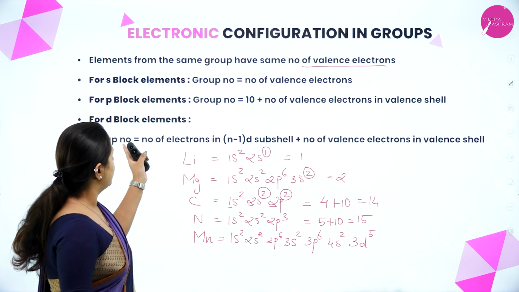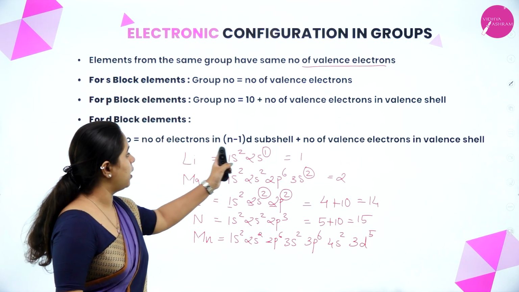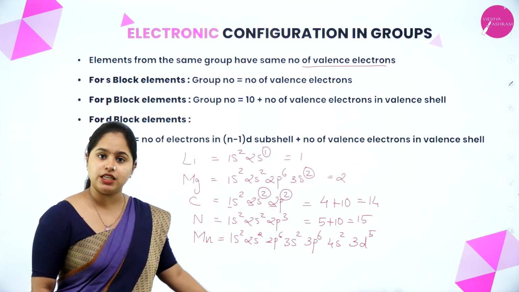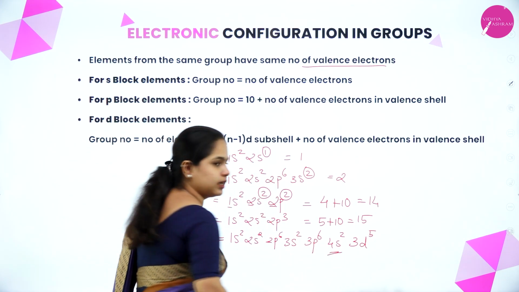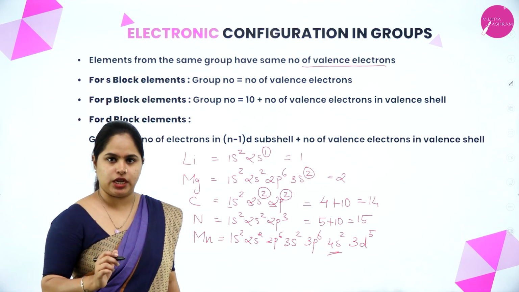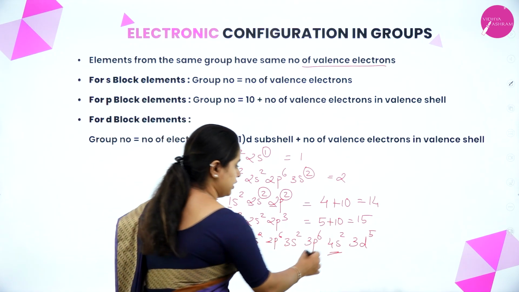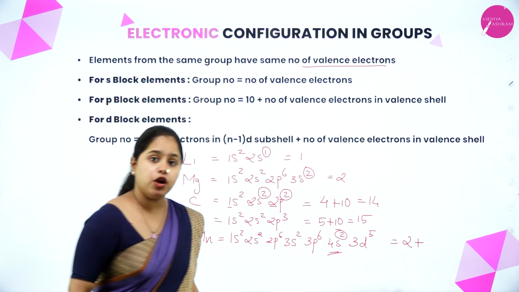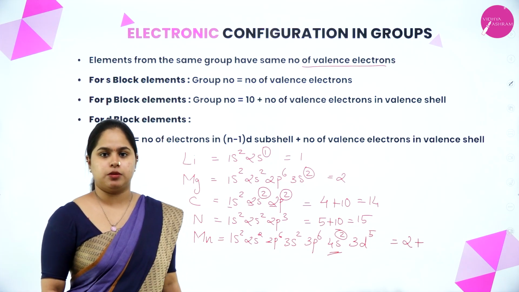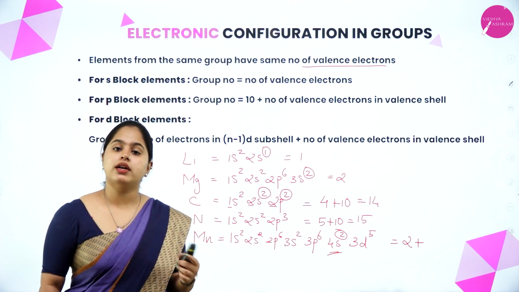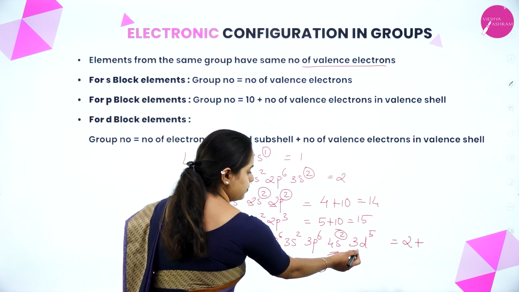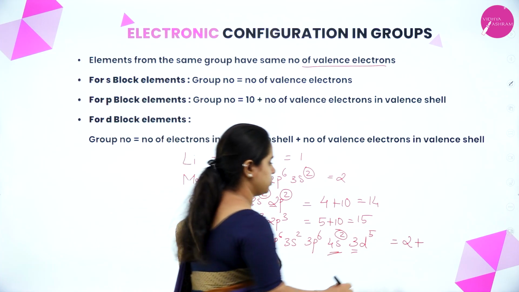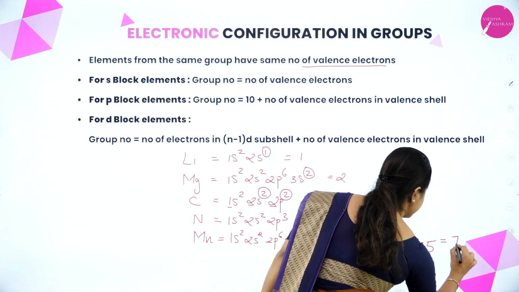As you can see, the group number will be equal to the number of electrons in the n-1 d subshell plus the number of valence electrons. Which is the valence shell here? It is 4s, that is the 4. How many valence electrons are here? There are 2 valence electrons, plus the number of electrons in the n-1 d subshell. The n value is 4, so n-1 is 3, the 3d subshell. How many electrons are there? There are 5 electrons. That means 7.